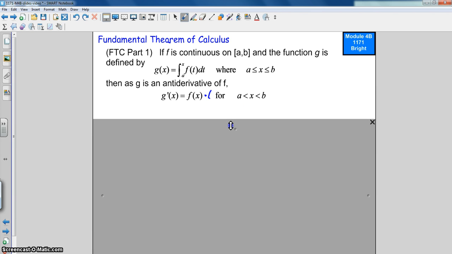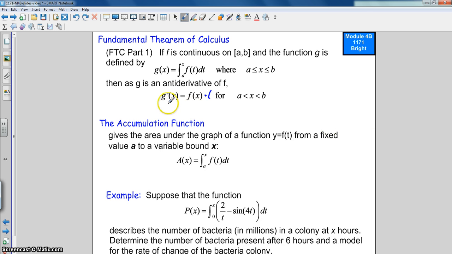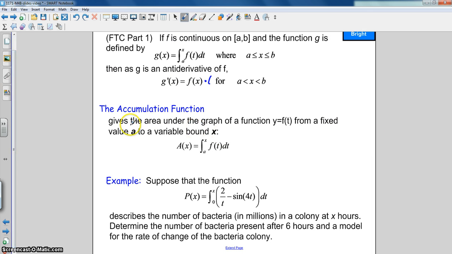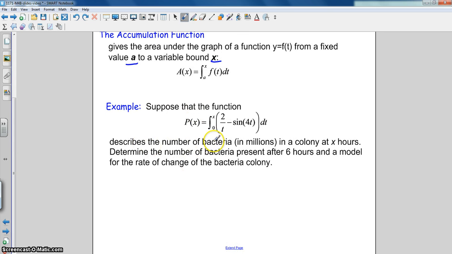Now we're going to introduce an application of this, and that's called the accumulation function. Again, the accumulation function gives the area under the graph from a to x, and so it's defined as capital A of x, the integral from lower a to upper x of some function. As an example here, we have a bacteria colony whose population is described by this equation. We want to determine the number of bacteria present after 6 hours and model the rate of change of the bacteria colony.